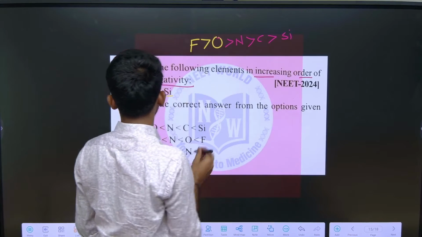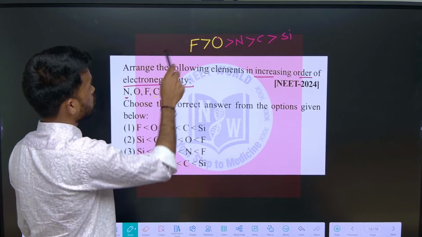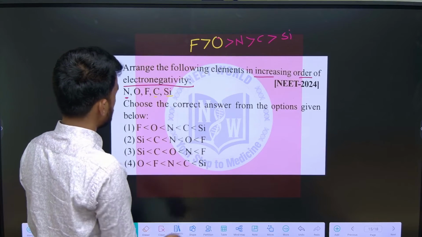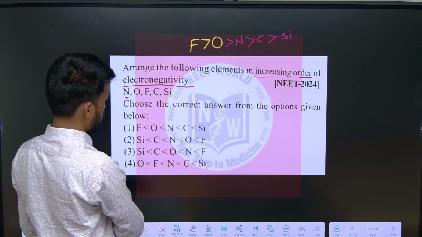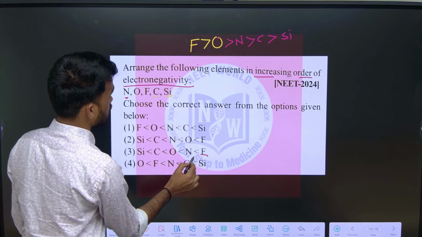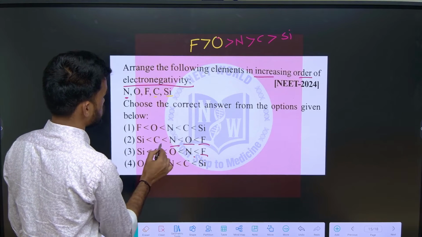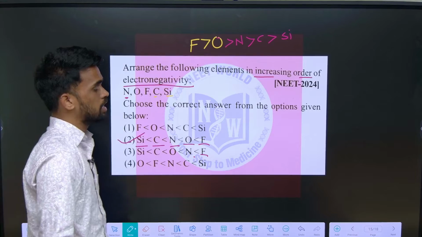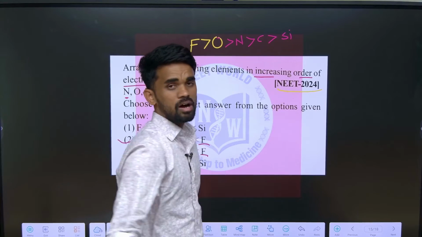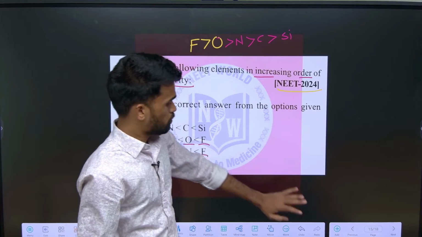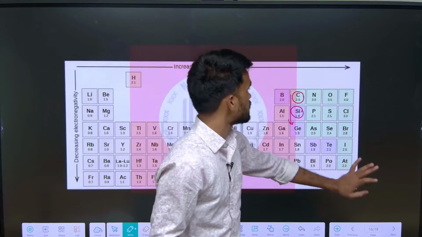And what is the other element we have? Only 5 elements. So choose the similar option here, the correct answer among the following: fluorine, oxygen, nitrogen, carbon, silicon. So option 2 is the correct answer. See, this was in the last year NEET exam, so purely it is based on this table itself.